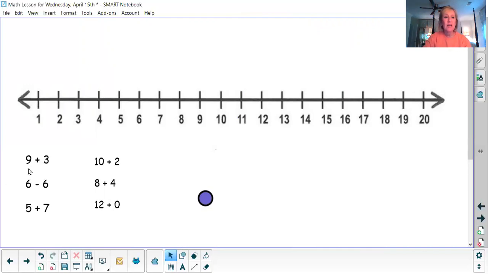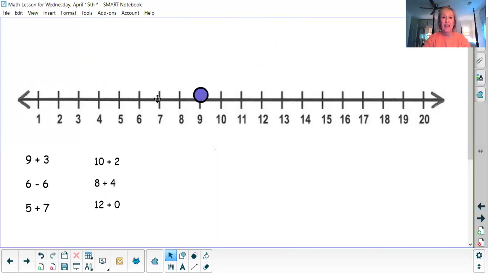So let's look at the first one, 9 plus 3. Kind of like counting on, I like to start with the bigger number. So I'm going to find 9 on my number line, and I'm adding 3 more. Adding means I'm adding to it. We're joining 2 numbers. So is my answer going to be bigger than what I started with or smaller? Yeah, it's going to be bigger because I'm starting with 9 and I'm adding 3 more. So let's make 3 hops to the right on the number line.